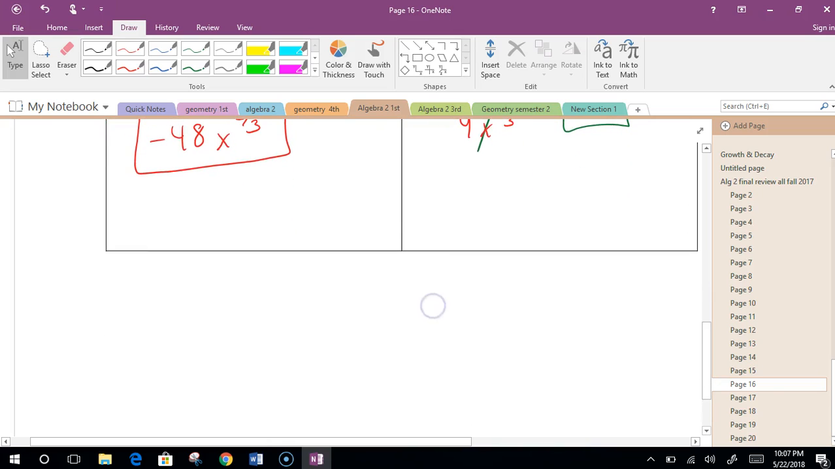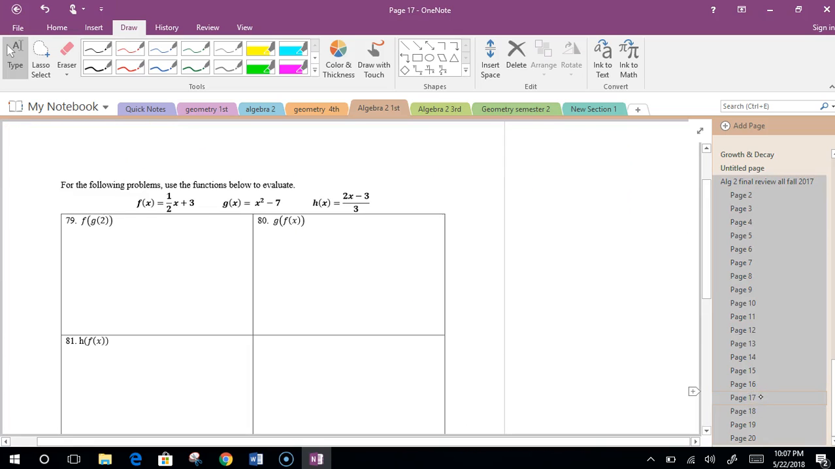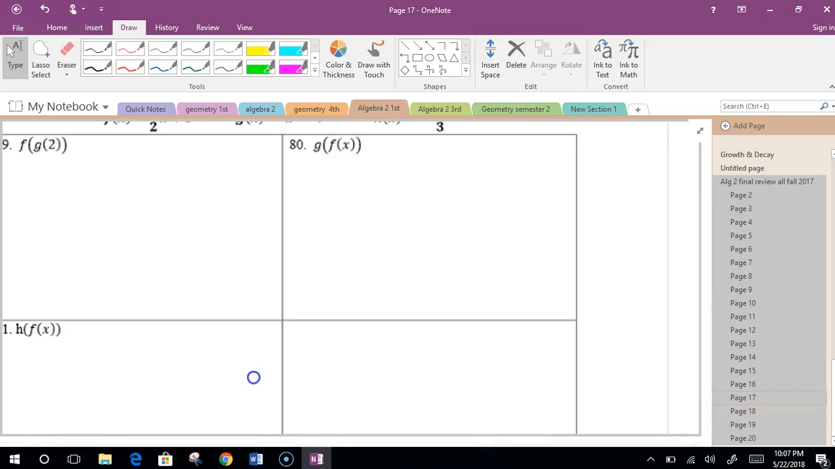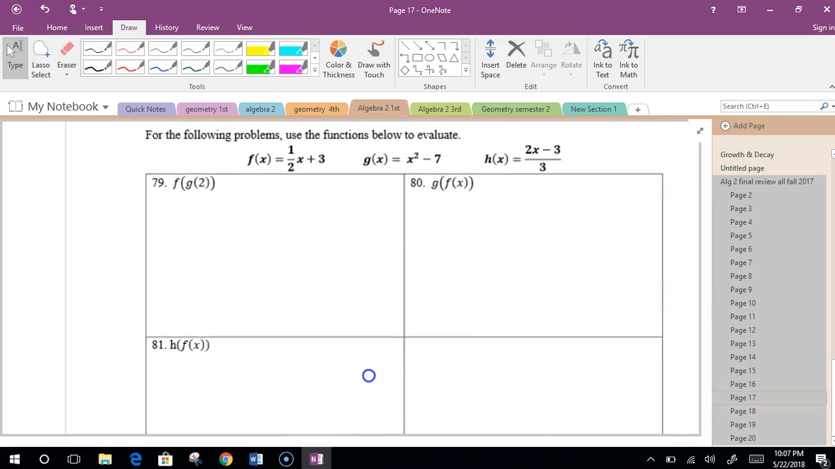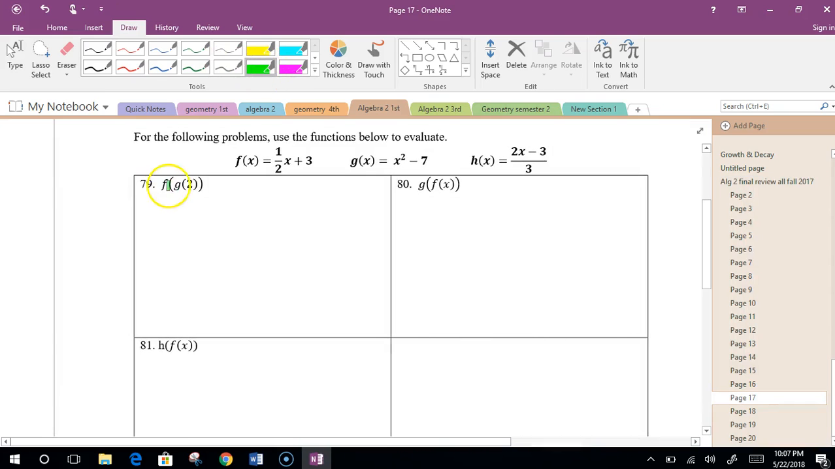Okay. The composition of functions is our next part of this. You'll be given the three functions and asked to either perform a composition with a whole number, or you'll be asked to perform a composition with a variable. Either one is just as likely. So, if we're asked to do f of g of 2, remember the first thing you do is plug 2 into the g equation. Well, that would be 2 squared minus 7, or 4 minus 7, or negative 3.